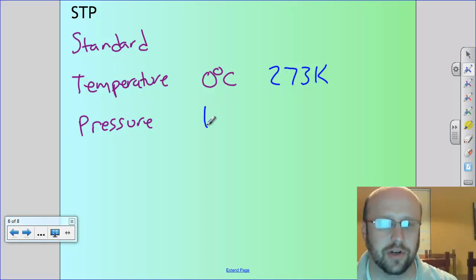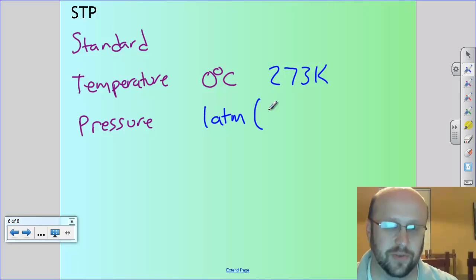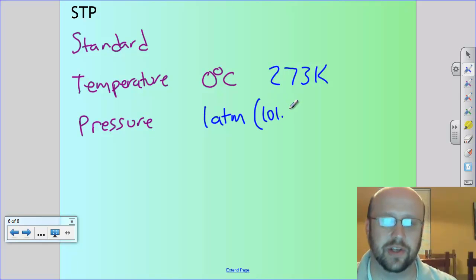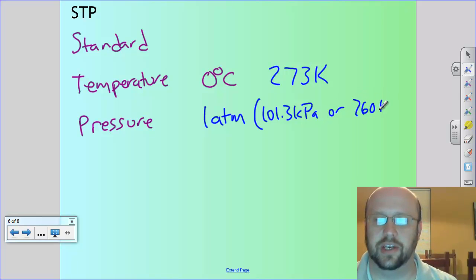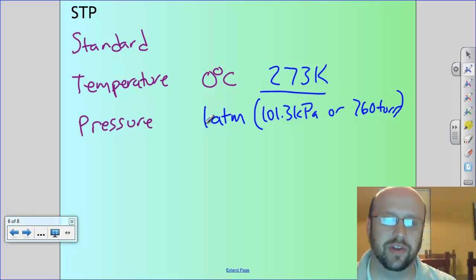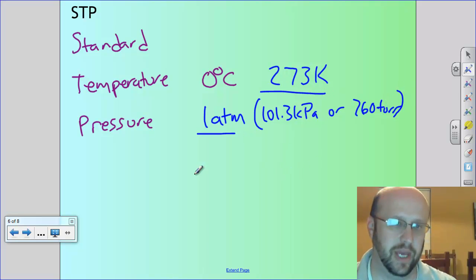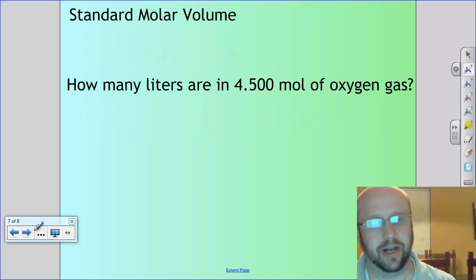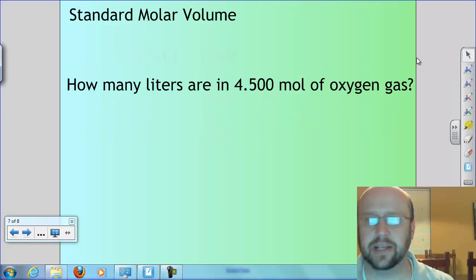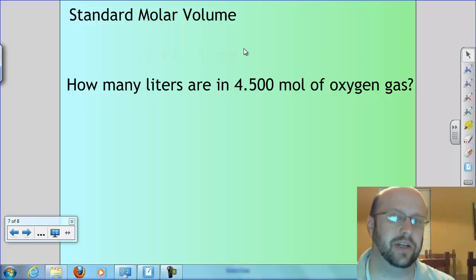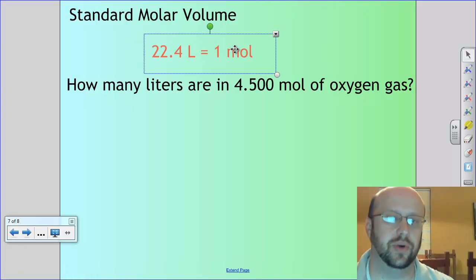Standard pressure is 1 atmosphere. And of course, if it's 1 atmosphere, that also means it's 101.3 kilopascals, or 760 torr. But the way it's usually defined is 273 Kelvin and 1 atmosphere. That's standard temperature and pressure. Now, why does that matter to us? Because at STP, this is true.